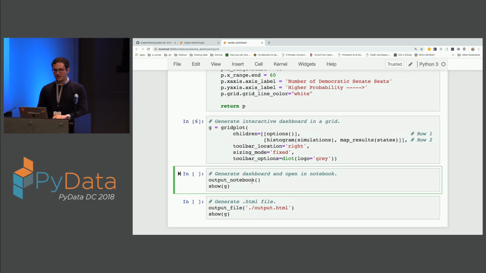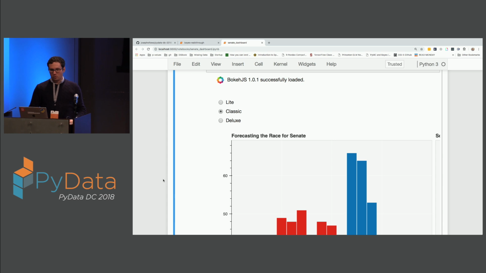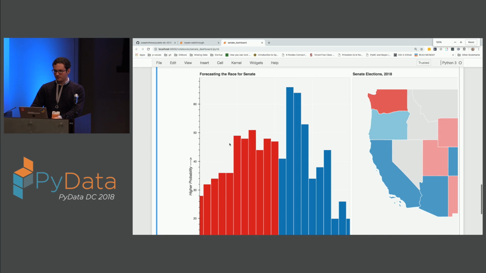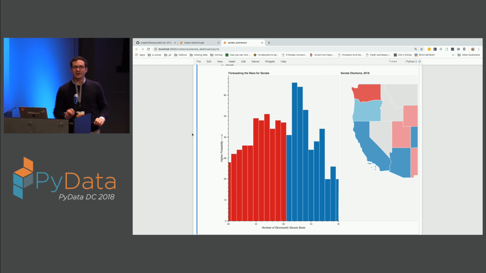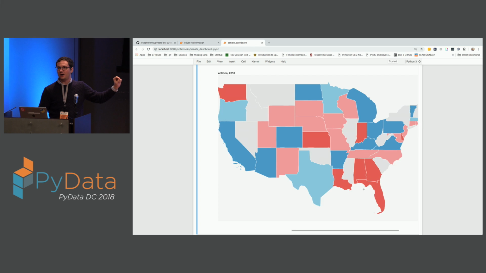And if I want to generate this dashboard and open it in a notebook, I run these two functions. Output notebook is going to, unsurprisingly, output this data in the notebook. And then show is actually going to pull it up. So what we see here is, again, there's those radio buttons up top for light, classic, and deluxe. We have, and I'll zoom out a little bit, forecasting the race for Senate. So on the left-hand side, we have the number of Democratic Senate seats, and we can move over to a map of the United States.